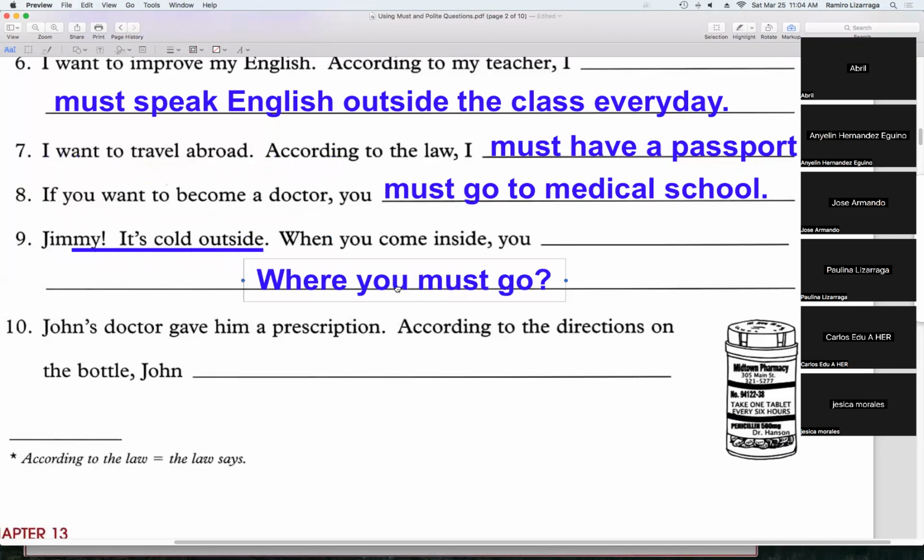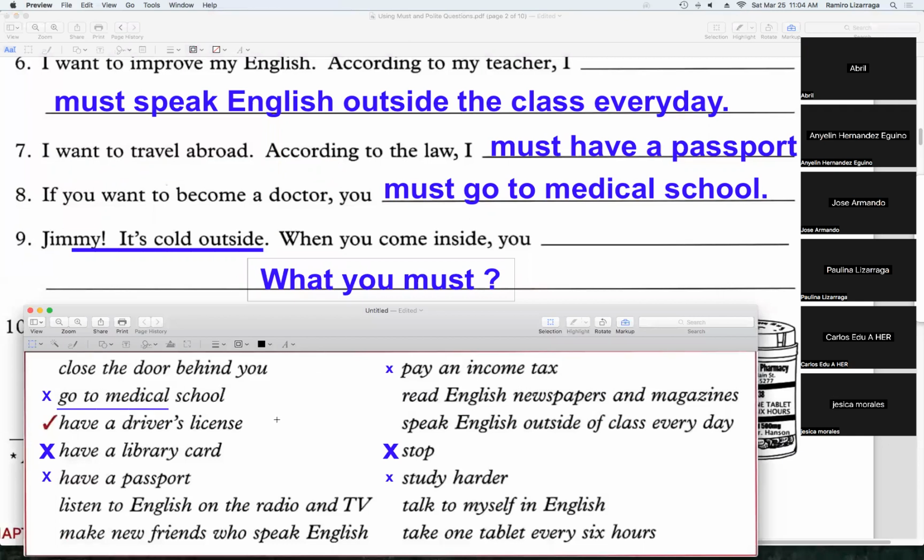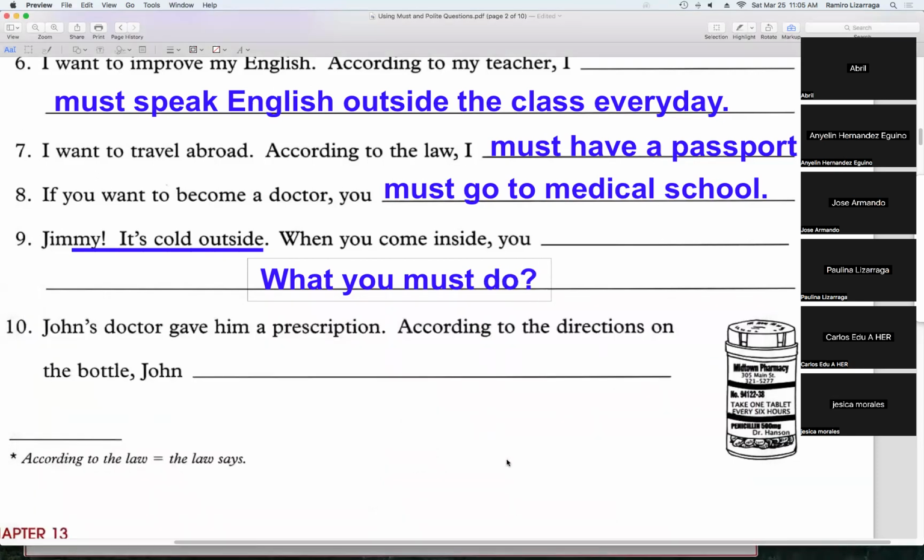Entonces, vean, voy a cambiar la pregunta. Ahora la voy a hacer con el what. What you must. ¿Y qué verbo voy a usar? Dependiendo de la respuesta. Vamos a ver. Déjenme la respuesta. No la encuentro. Ah, ya. When you come outside, you must. Entonces es con el do. What you must do. Ya vi la respuesta.